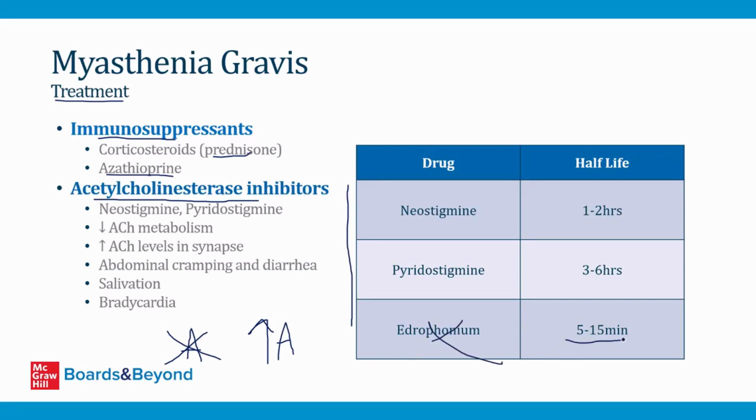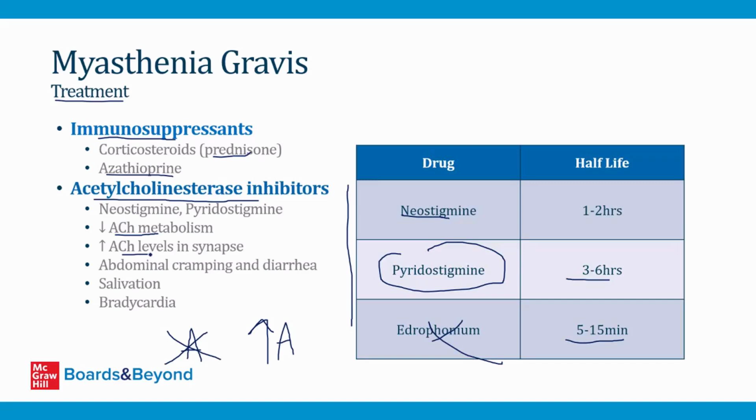It has a very short half-life. It used to be given at the bedside sometimes as a diagnostic test for myasthenia gravis. The drug most commonly used is pyridostigmine because it has the longest half-life, although neostigmine is also sometimes used. But any of these three drugs shown on the table here are going to decrease the metabolism of acetylcholine at the neuromuscular junction and boost acetylcholine levels, and this is going to improve weakness.